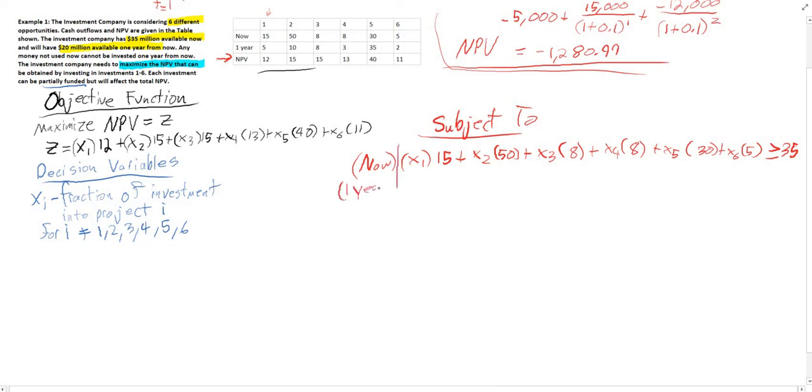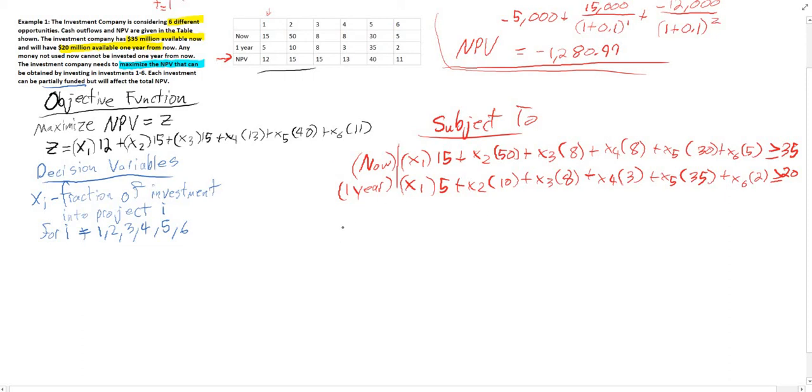1 year from now, we're going to do something very similar. Our fraction in that investment is going to be times 5. Fraction in the investment times 10. Fraction in the investment times 8. Fraction in the investment times 3. Times 35. And then we're going to do x6 times 2. And now this is equal to 20 million because it specifies in here that money not invested now cannot be invested a year from now.